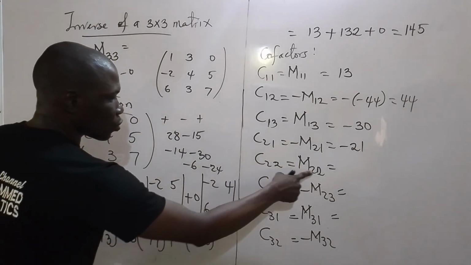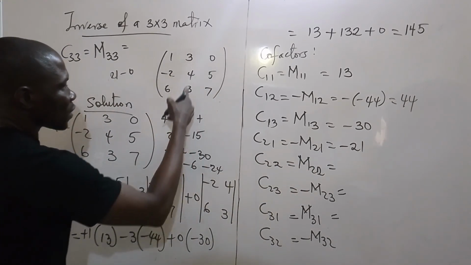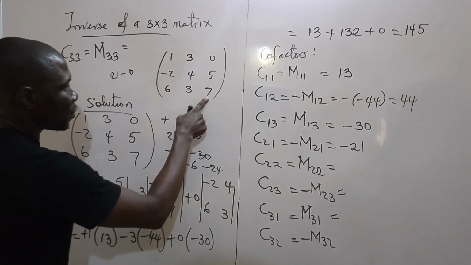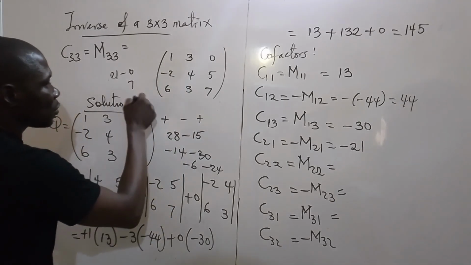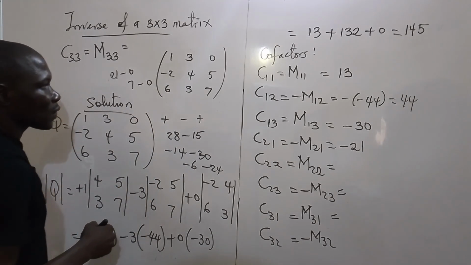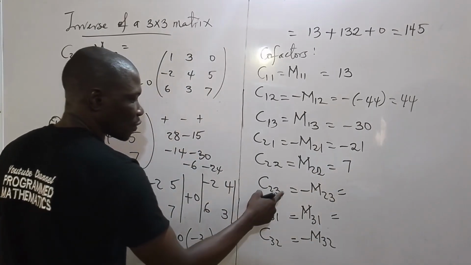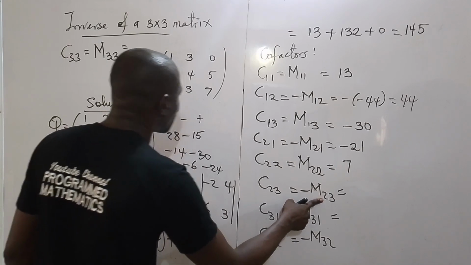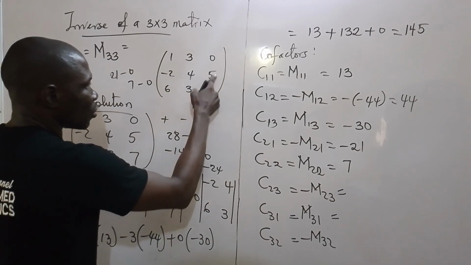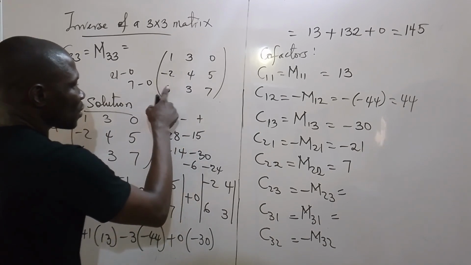Then for C22, that was M22 here. Second row, second column. Delete those two, so we are left with 1, 0, 6, 7. 1 times 7 is 7, 6 times 0 is 0, so 7 minus 0 is 7. So this is going to be 7. Then for C23, which is minus M23, M23 means second row, third column deleted. Delete second row, delete third column. All right, so we're left with 1, 3, 6, 3.